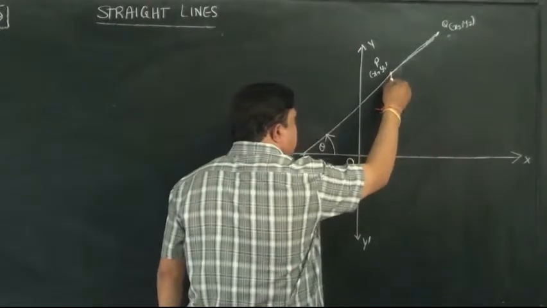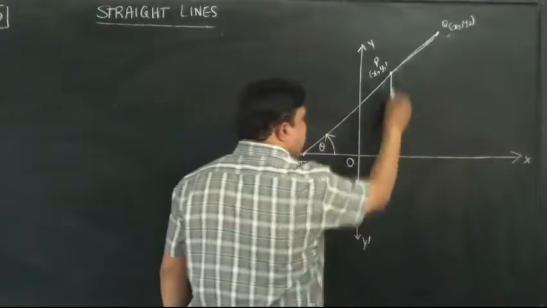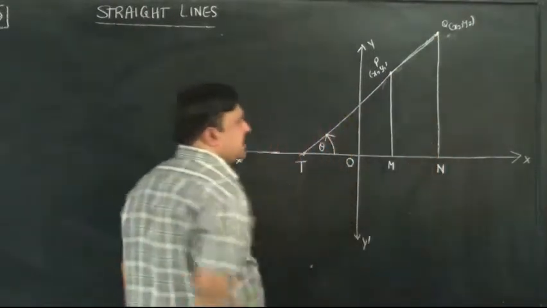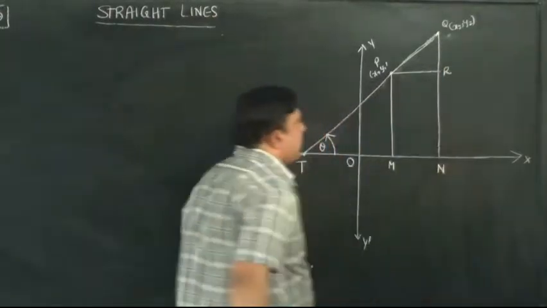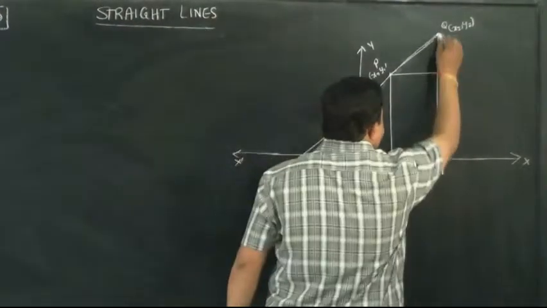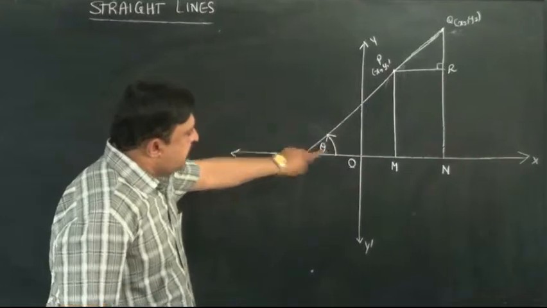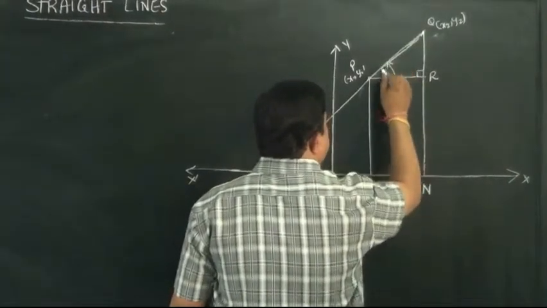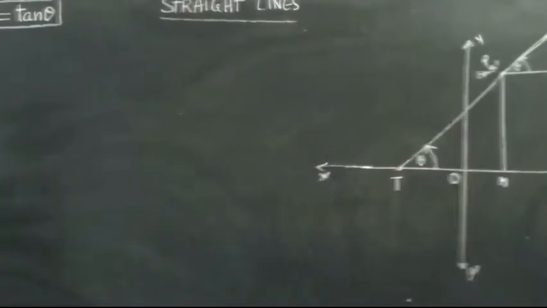From P, draw a perpendicular to the x-axis. Say PM is the perpendicular drawn from P onto the x-axis. From Q, draw another perpendicular to the x-axis, meeting the x-axis again, and draw PR perpendicular to QN. See, this is 90 degrees. The angle OPQ is theta. Therefore, angle RPQ is also theta, because they are the corresponding angles.